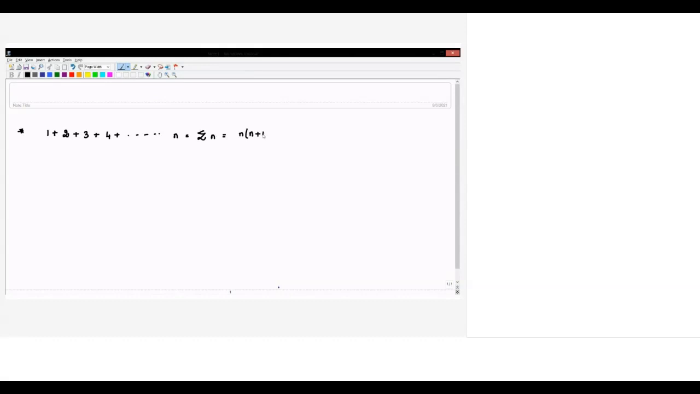n into n plus 1 by 2. Sum of squares of first n natural numbers, sigma n square, is n into n plus 1 into 2n plus 1 by 6.